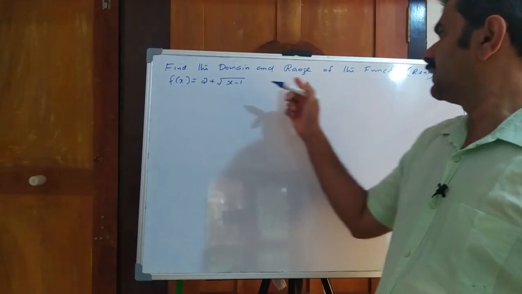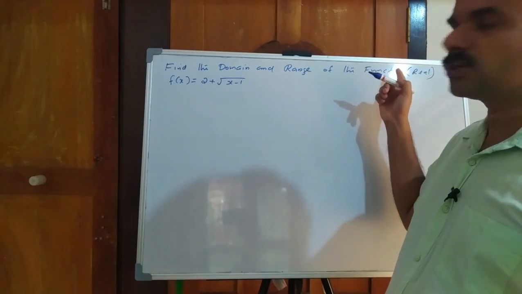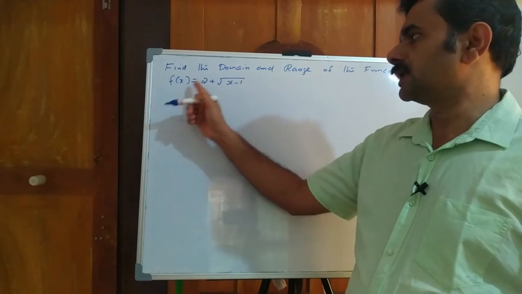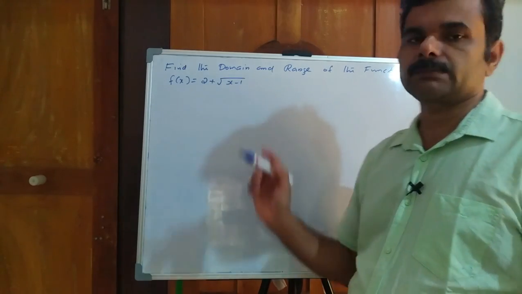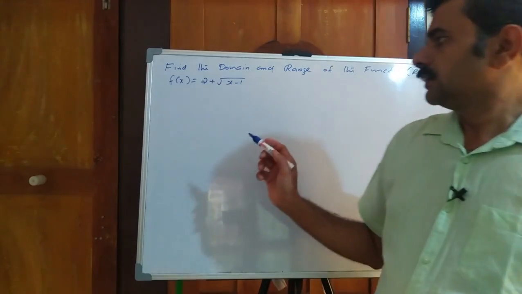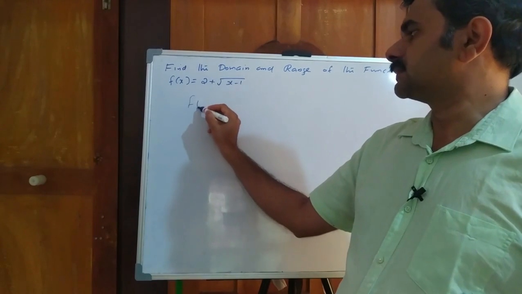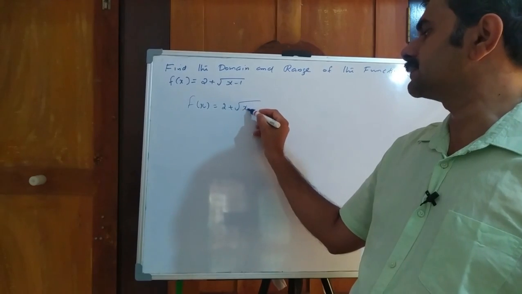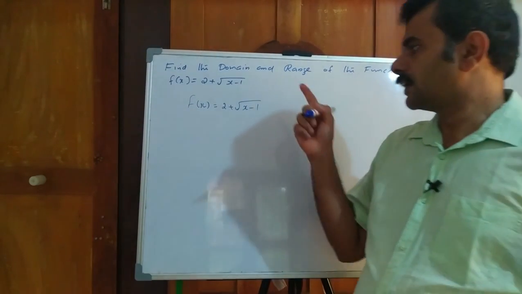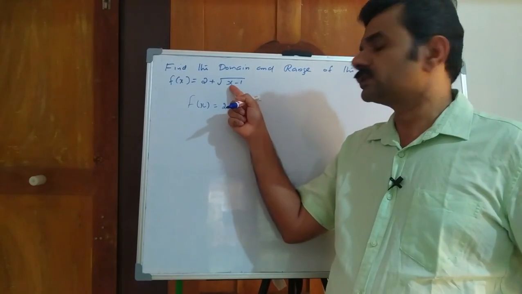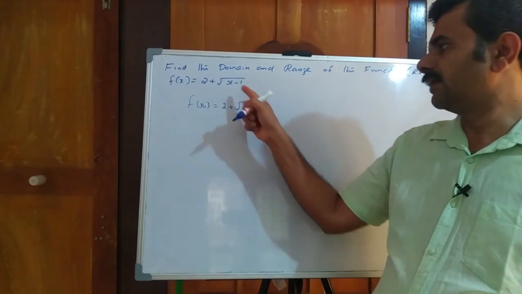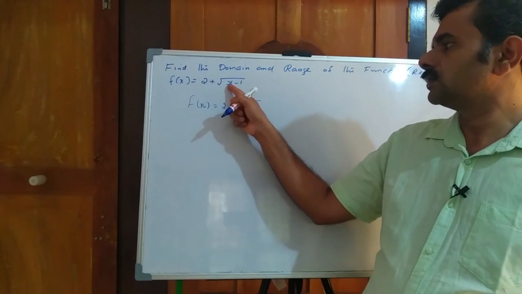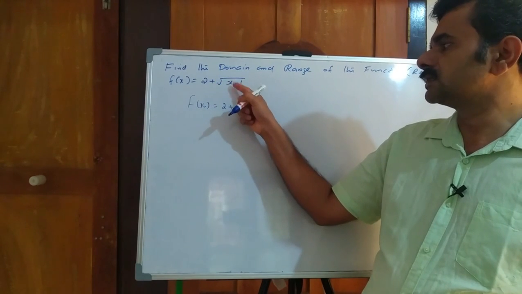Find the domain and the range of the function. This is also a real function. f of x equal to 2 plus root of x minus 1. Here a function f of x is equal to 2 plus root of x minus 1. Can you put x is equal to 0 here? When x is equal to 0, 2 plus root of 0 minus 1.